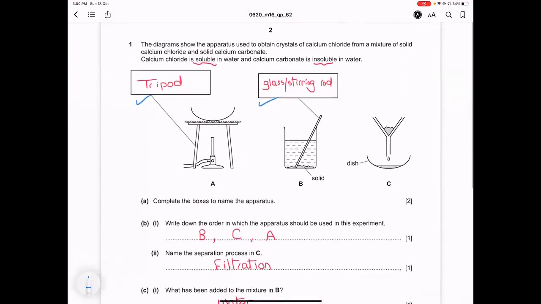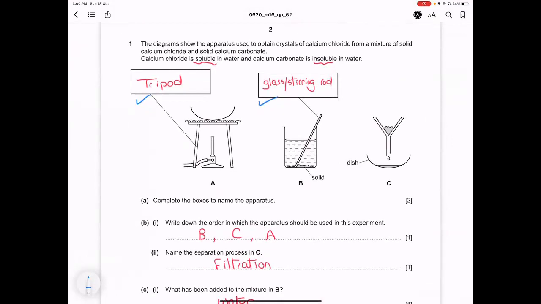Okay. We have two solids, one of them is insoluble in water and the other is soluble. Calcium chloride, which is soluble, and calcium carbonate, which is insoluble. First of all, we need to add water to both of the solids in order to dissolve one and keep the other as residue. So the first step is step B, because we dissolve the soluble solid.